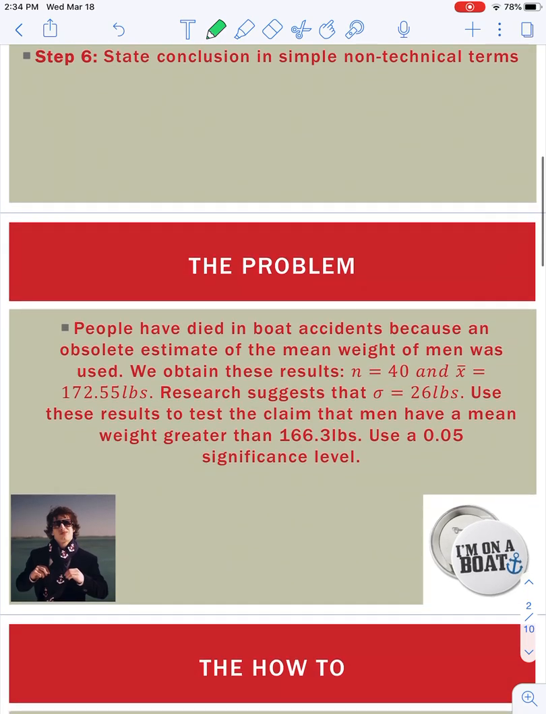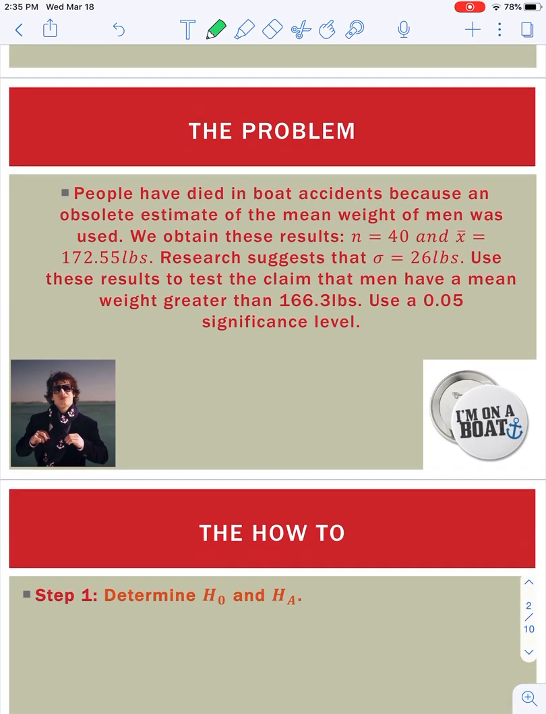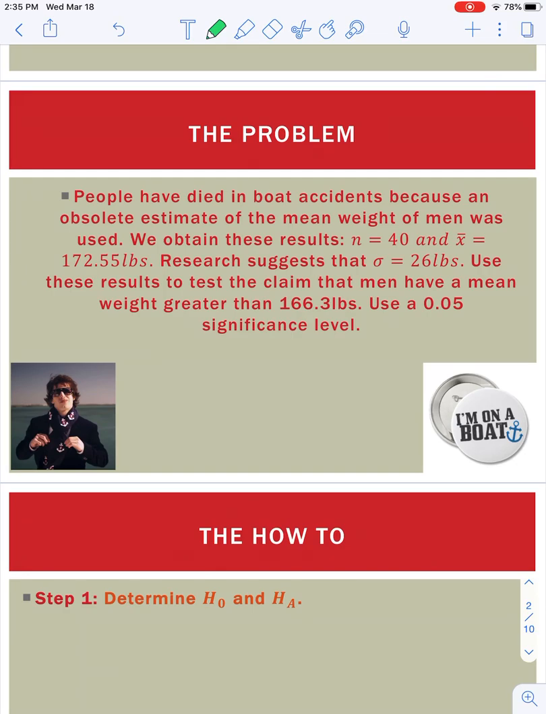So step 1, well, before we even do that, let's look at what the problem is. People have died in boat accidents because of an obsolete estimate of the mean weight of men being used. This is a problem we did in class and talked about. We're going to test this out. We obtain these results. N is 40, so we have 40 people in our sample. Of that sample, the average weight was 172.55. We know that sigma equals 26. That makes this a sigma known problem, which means a different test statistic than when sigma is unknown.